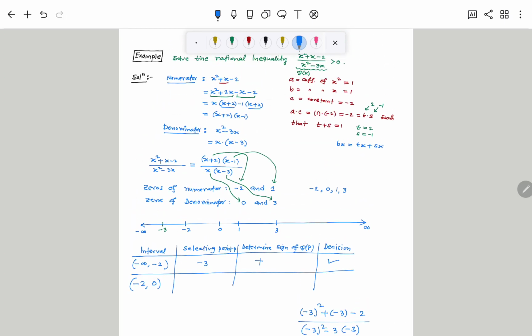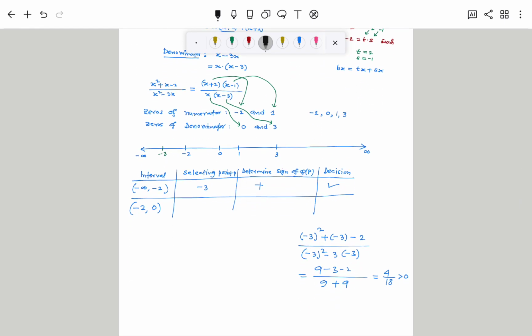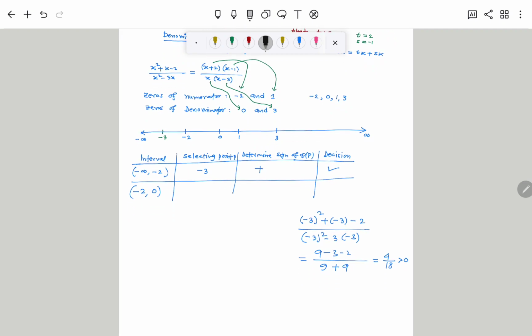Next we take the interval negative 2 up to 0. Since we have strictly greater than 0, we are not including the boundary points, I mean negative 2, 0, 1, 3. If you have greater than or equal to 0, with the equality option, then you have to include the boundary points.